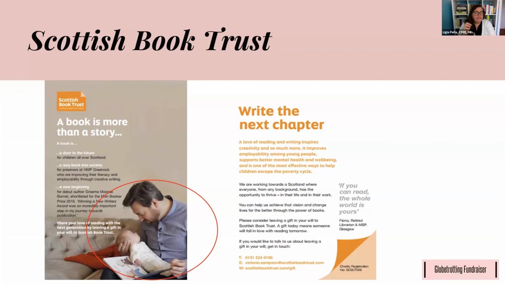And that is completely in line with what the organization does. A book is more than a story. It's a door to the future. It's a way back into society. It's a new beginning. And that's what it is: dad, a new beginning with baby. Emotion, right? So the affect heuristic here is what worked.